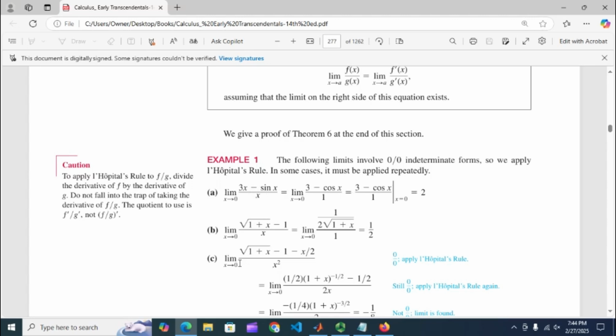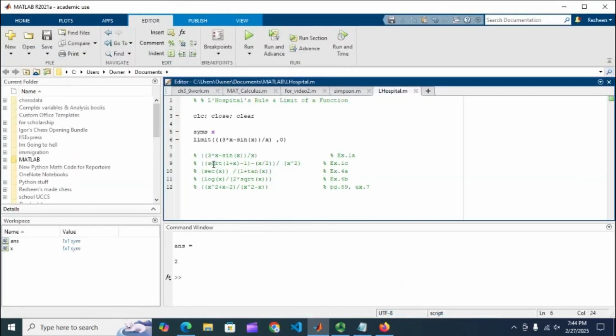So let's do example 2 now. The limit as x approaches 0 of the square root of 1 plus x minus 1 minus x over 2, over x squared. Let's go back to the code and put that in there. So we copy it and insert it in there. And we run this. That limit is negative 1/8.